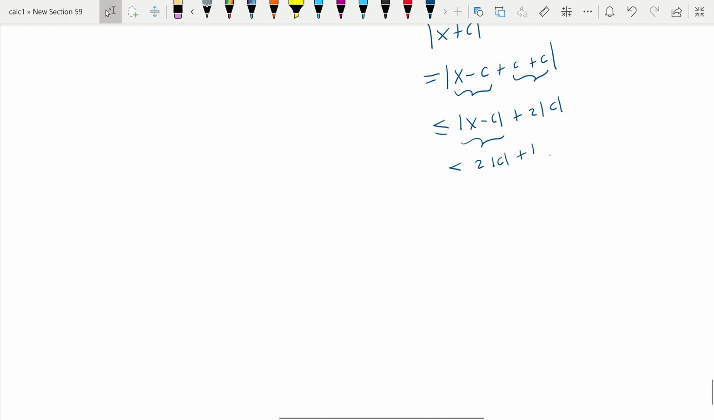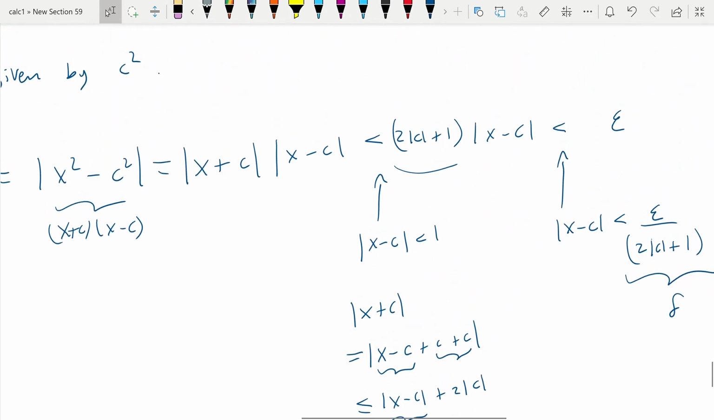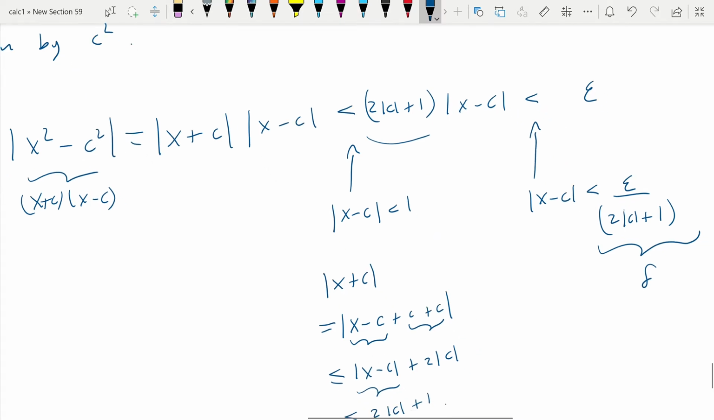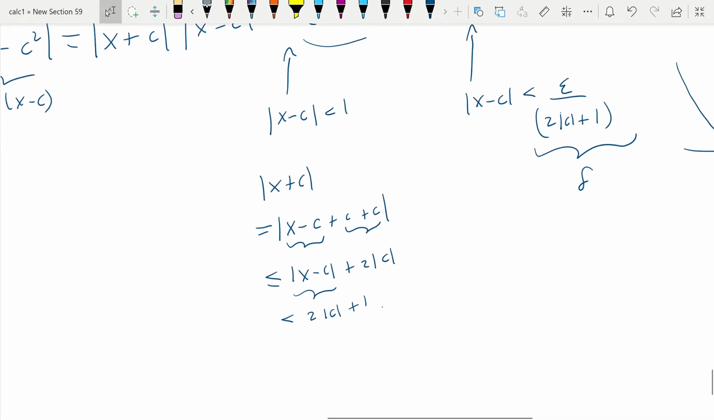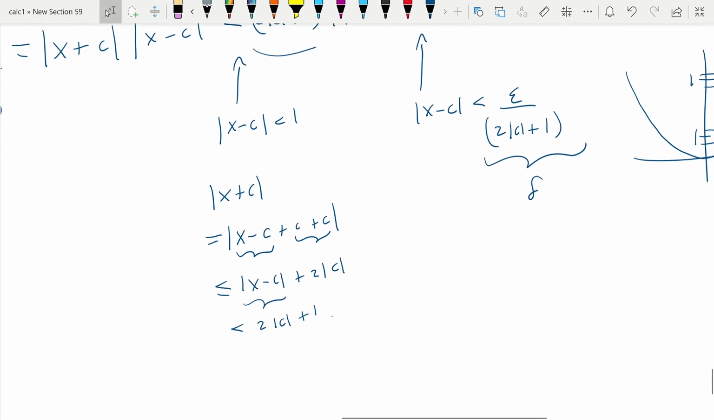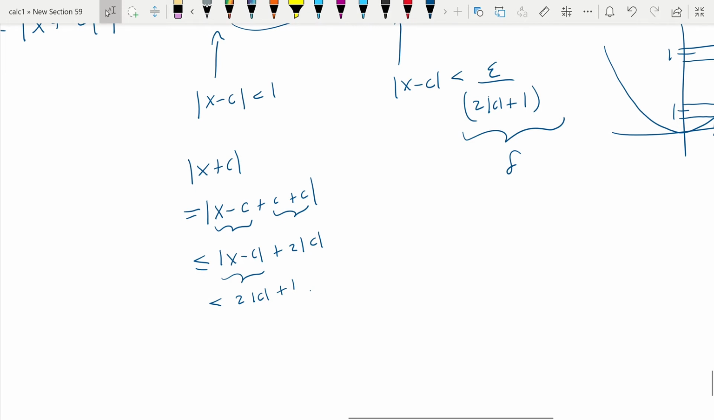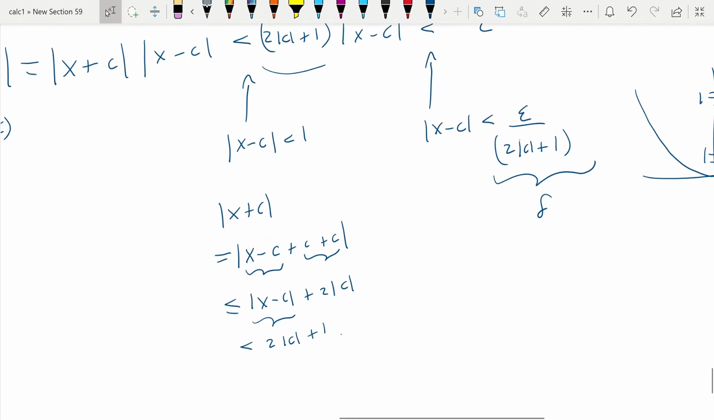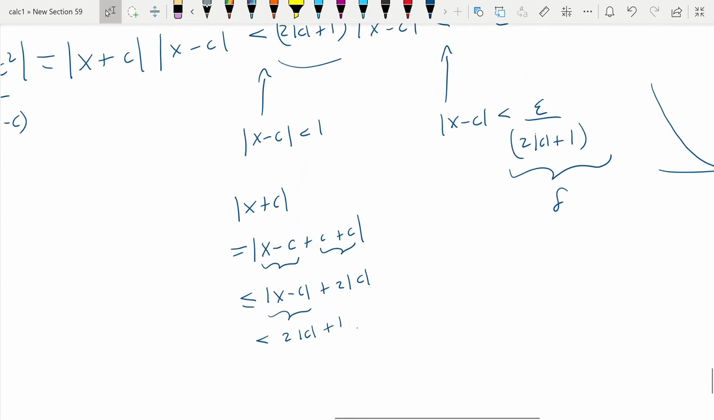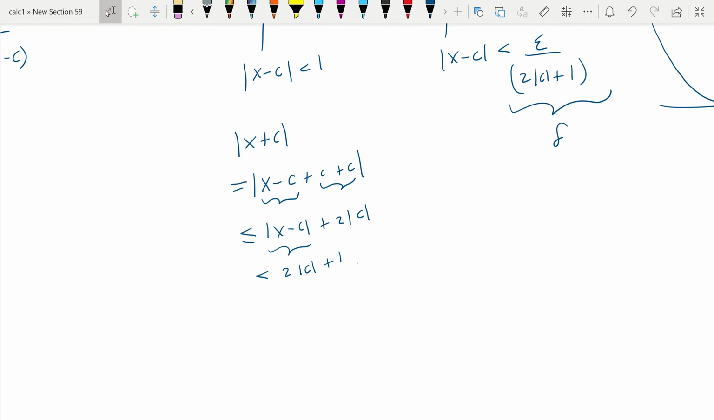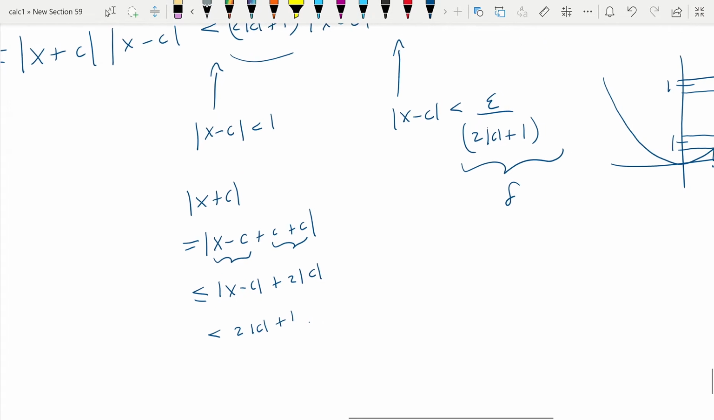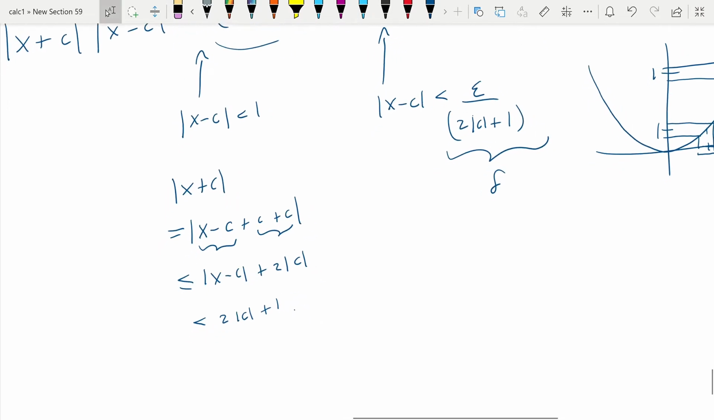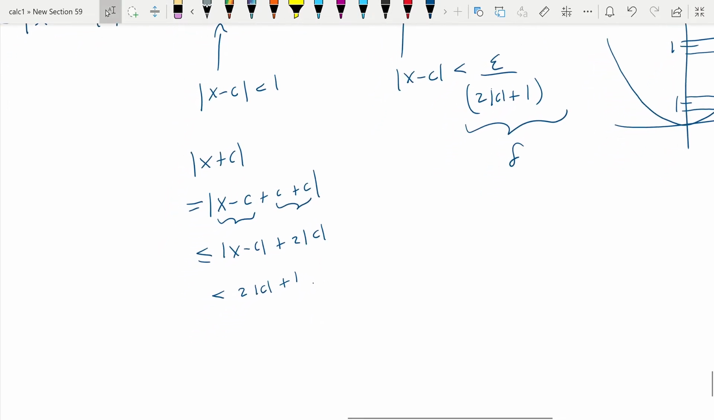So as I mentioned before, these steps here that allow us to bound things from above are things you need to collect at the end, so as to make sure that all the conditions are satisfied. So here you need to find an epsilon, a delta that works for that epsilon. So here you've made two assumptions, right? You've made the assumption that the absolute value of x minus c is smaller than 1, and also smaller than epsilon over 2 times the absolute value of c plus 1.